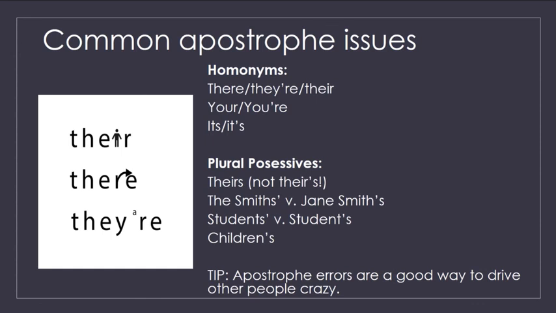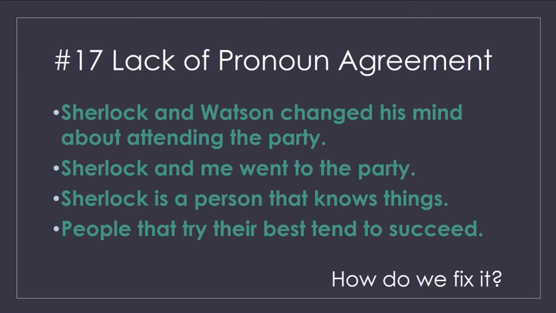Let's move on to another pronoun issue. Another problem in college writing that centers on pronoun usage is lack of antecedent agreement. Remember, the antecedent is what the pronoun refers to. For example, "Sherlock and Watson changed his mind about attending the party." The problem with the example should be obvious. The pronouns don't add up.